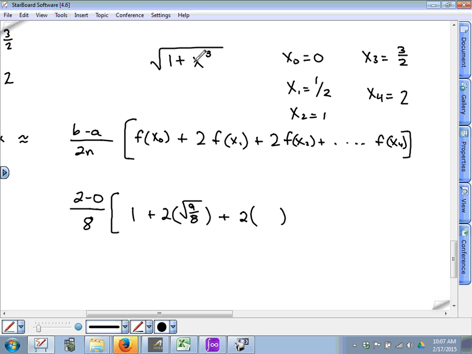Well, this is nice. 1 cubed, 1 plus 1. That's just square root of 2. Plus. Now we need x sub 3, which is 3/2. All right, here we go, you guys. Follow with me here. 27/8 plus 1 plus 1 gives you 35/8. So it's the square root of 35/8 plus.